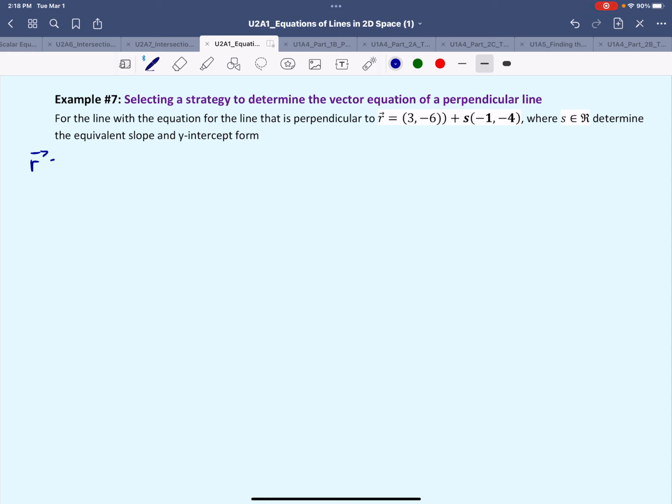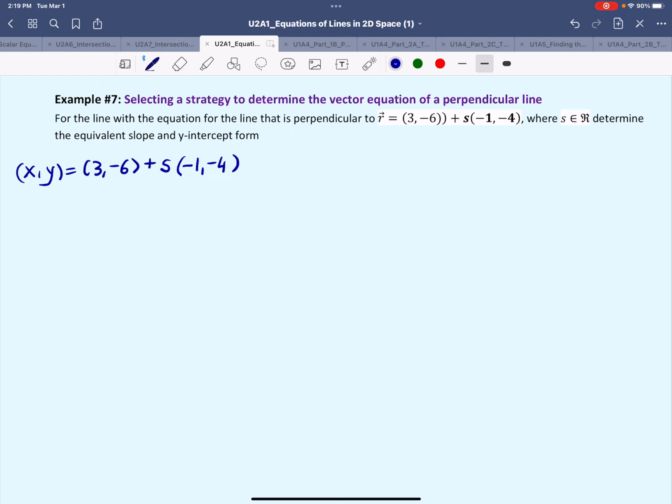The given equation is r, or xy we should say, equals (3, negative 6) plus s, where s is a multiplier, times (negative 1, negative 4). So this must be the direction vector, and what we want to find is the equation of a line that is perpendicular to this.